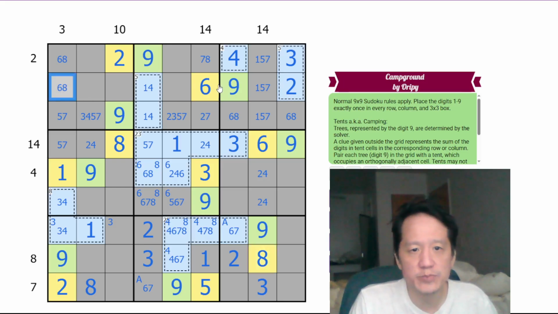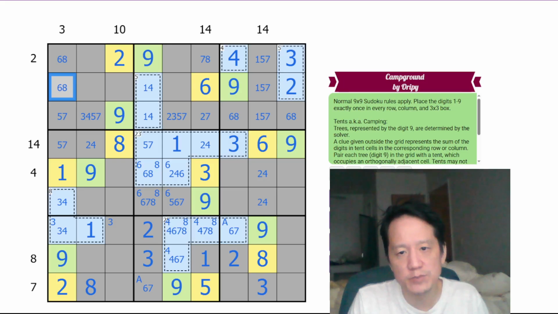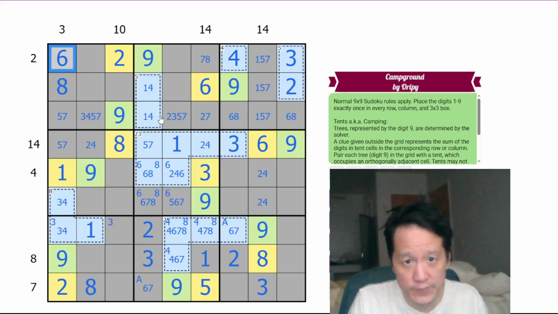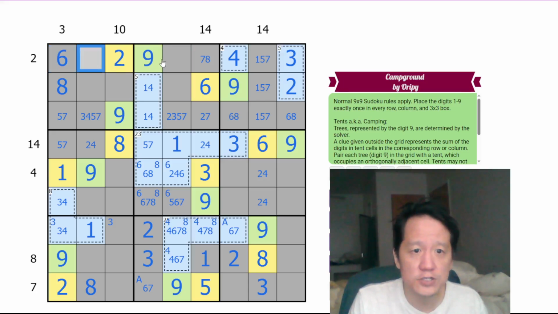This can't be a 6 because of this 6. Therefore, this must be 8, which makes that a 6. Remaining digits in row 1 are 1, 5, 7, and 8. But this can't be 1 because of this one.